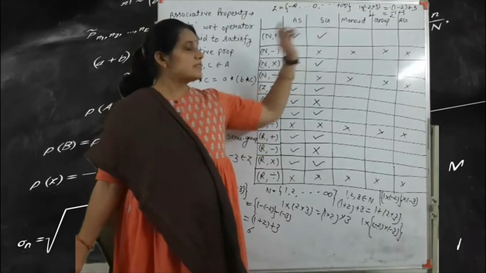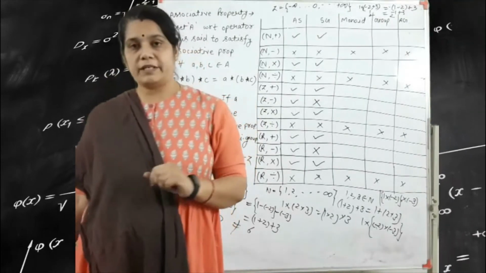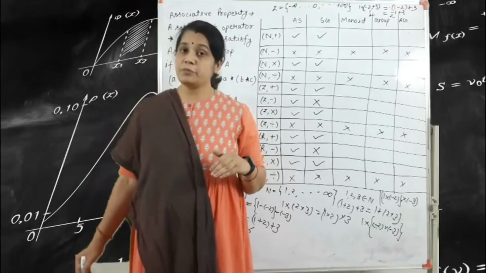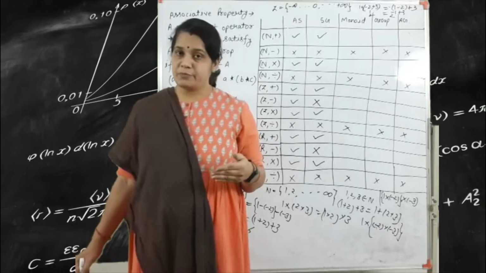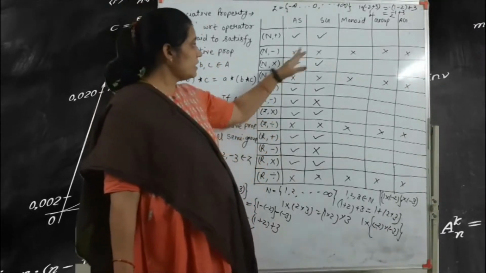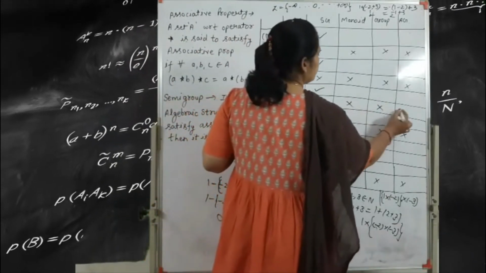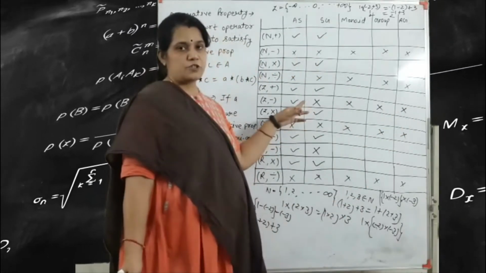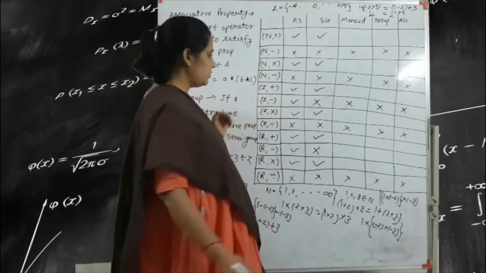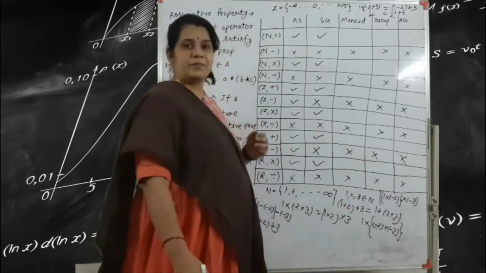Okay, so next one is the monoid. That means we find out the identity property. So if set A satisfies the closure property, associative property, and the identity property, then we can say that this set is a monoid. So here first you check the cross sign. That means if the set A does not satisfy the associative property, then this is not a semigroup, so this is not a monoid. And here we write again the cross sign.